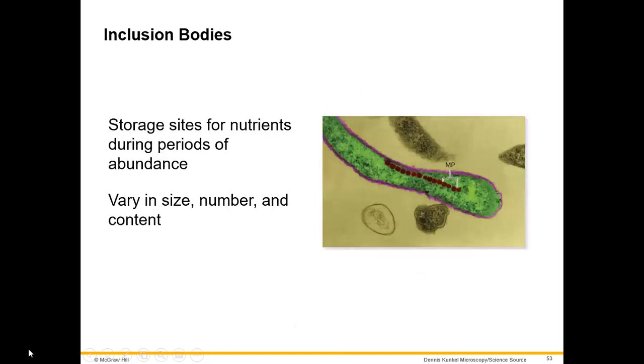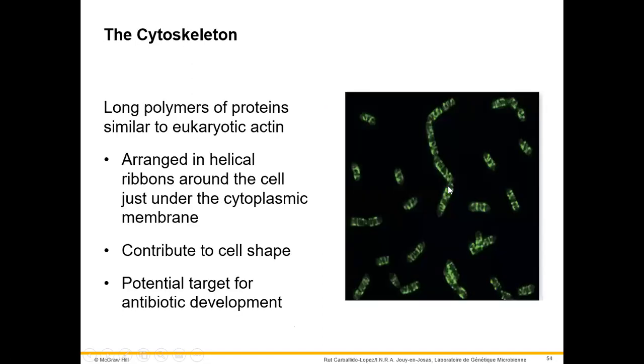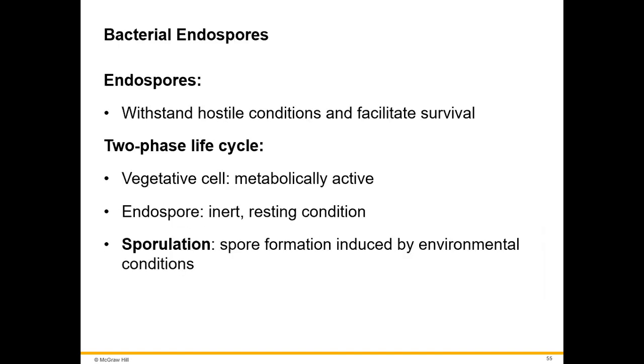Bacteria can have inclusion bodies. These are storage sites for nutrients. They vary in size, number, and in the content. The cytoskeleton of bacteria is proteins made of actin, which is similar to eukaryotes. They are arranged in helical ribbons around the cell, just under the cytoplasmic membrane. They help contribute to shape. They can also be a target for antibiotics.